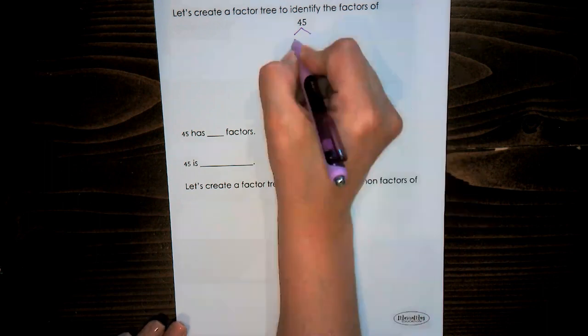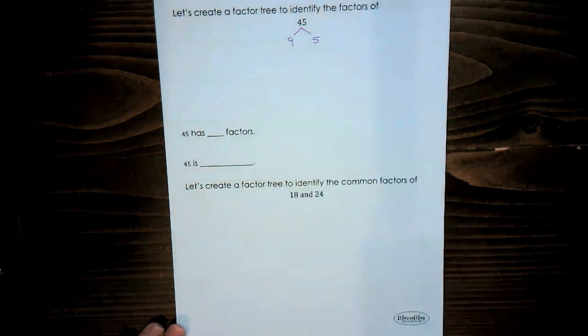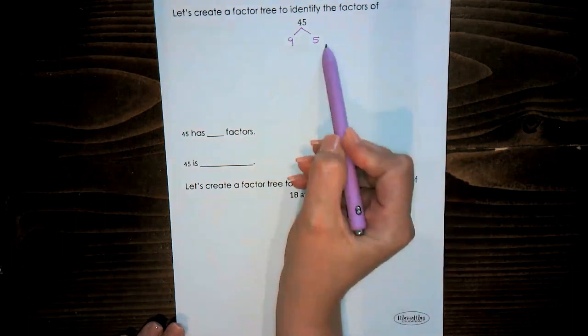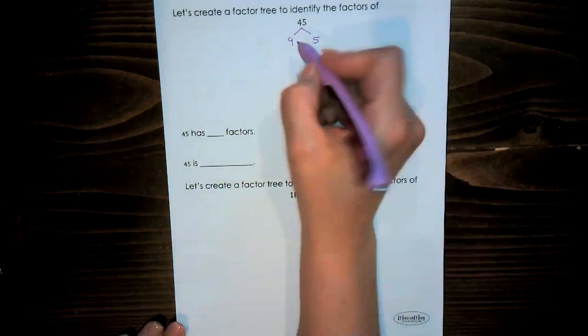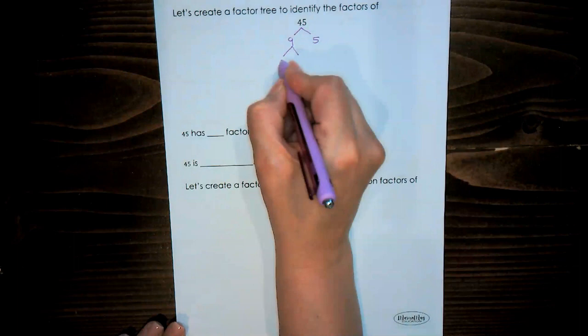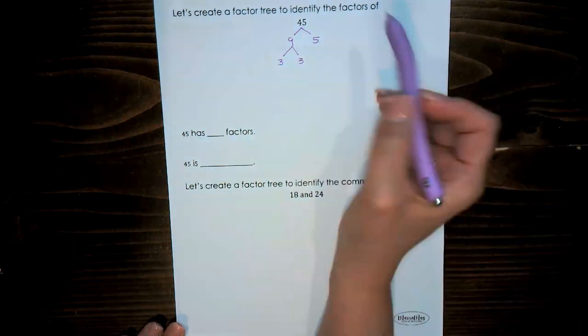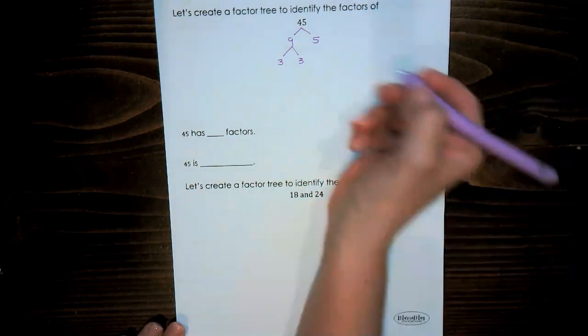So maybe you picked out 9 and 5. That's the one that came to me. So now you have 2 branches of your factor tree. We'll work with one of them. Now we ask ourselves, what 2 numbers multiply to give us 9? That would be 3 and 3. So you see how I built a branch off the 9. Then we ask ourselves, what 2 numbers multiply to give us 5? Well, the only ones that multiply to give us 5 are 5 and 1.